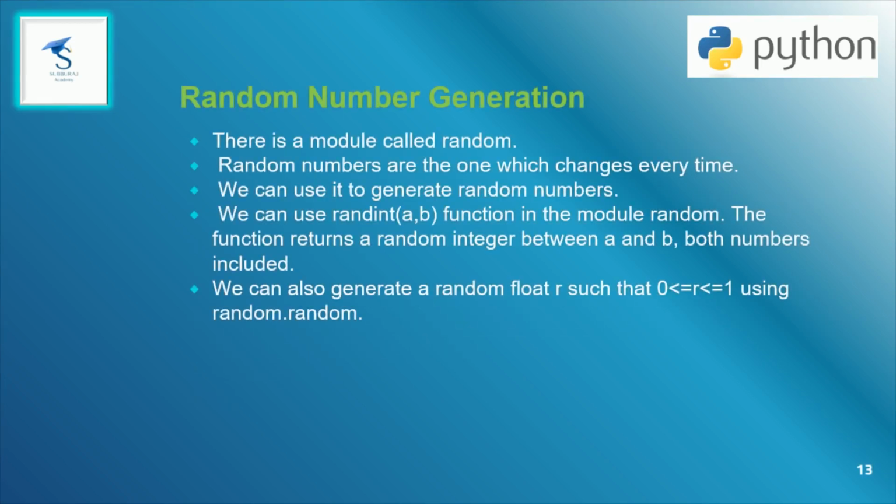There is a module called random in the Python library. Random numbers are the ones which change every time. We can use it to generate random numbers. We can use the randint(a, b) function in the module random. The function returns a random integer between a and b, both numbers included. We can also generate a random float r such that 0 <= r <= 1 using random. Let us write a program.